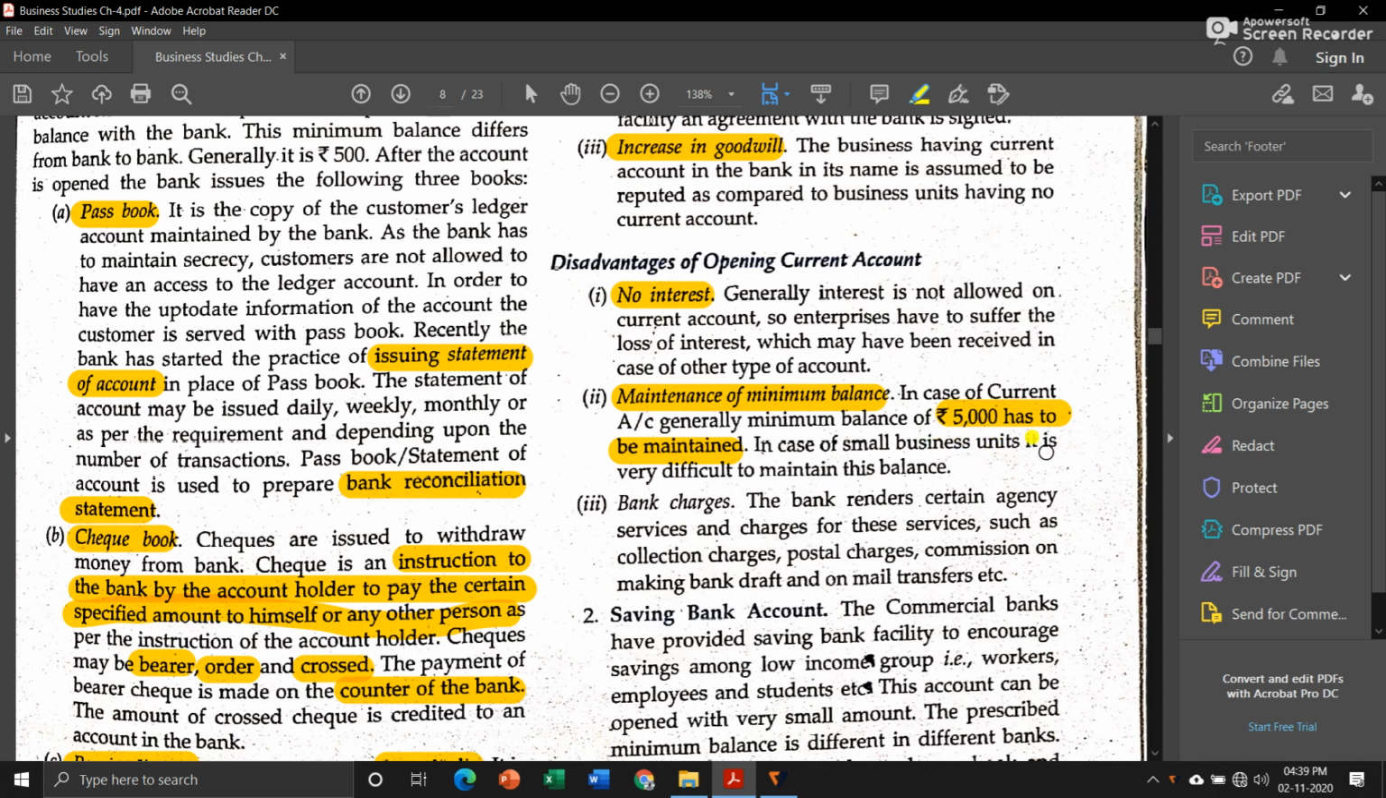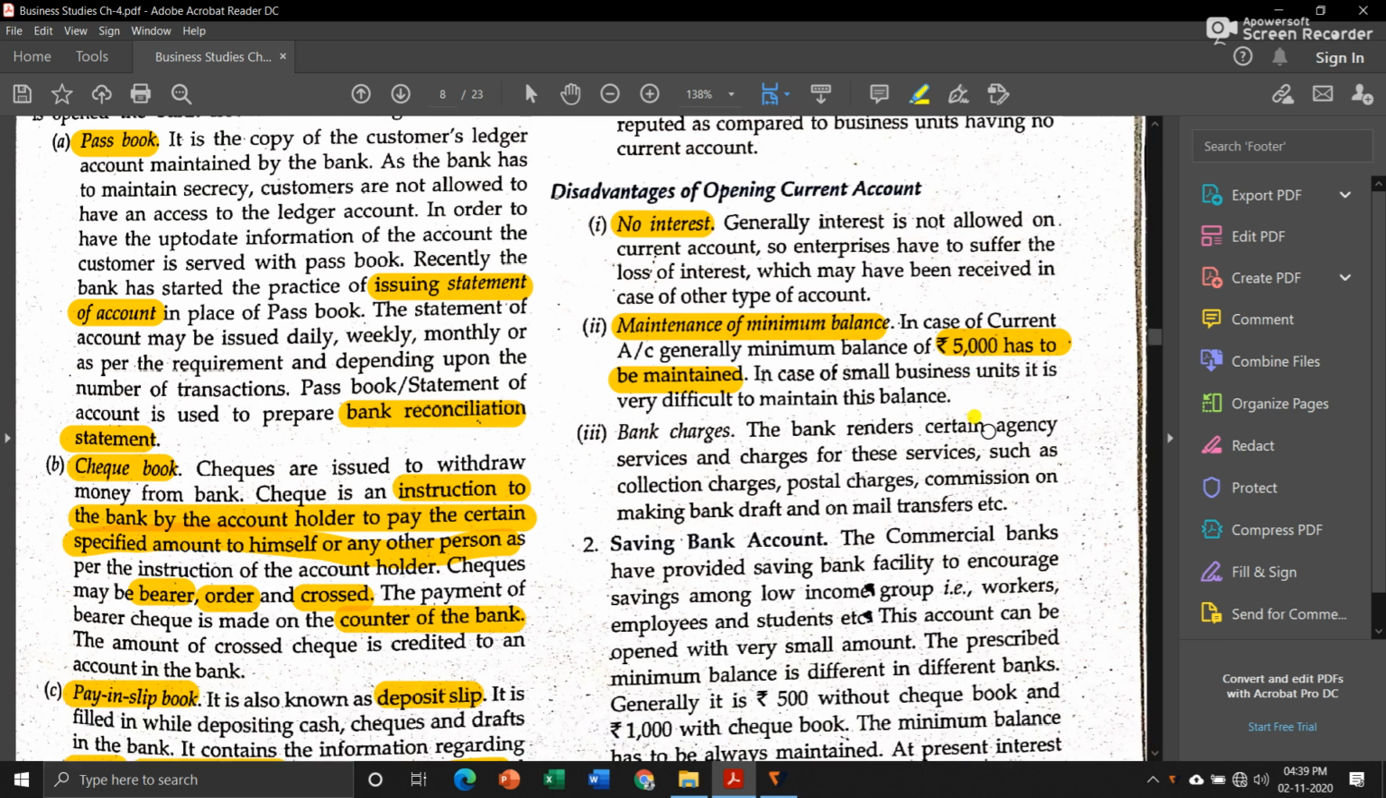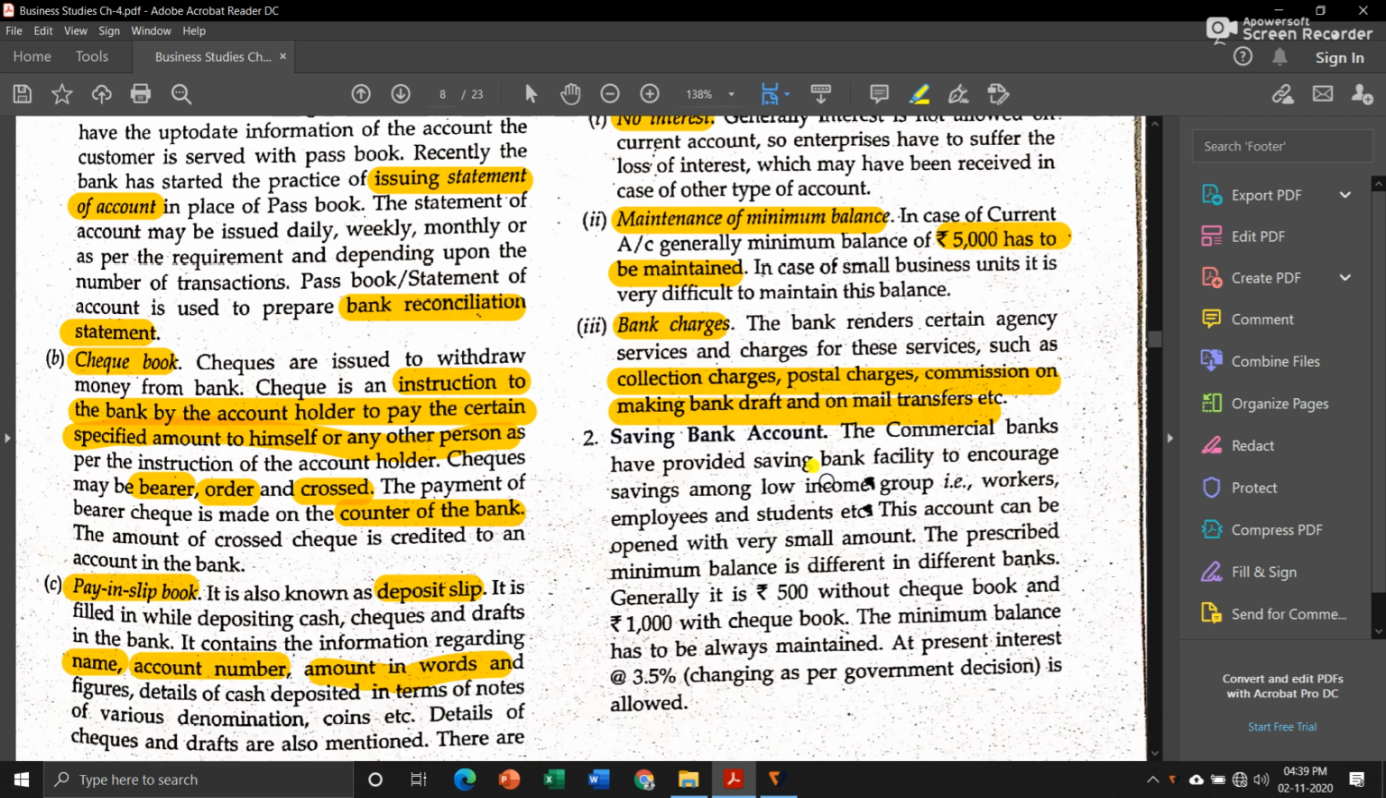In case of small business units, it is very difficult to maintain this balance, but for some businesses which are very small in nature, even they find this 5,000 a huge amount of money to be kept at the bank. Then next is bank charges. The bank renders certain agency services and charges for these services, such as collection charges, postal charges, commission on making bank drafts and on mail transfers, etc. So for providing this type of services, the bank charges some money from the current account.